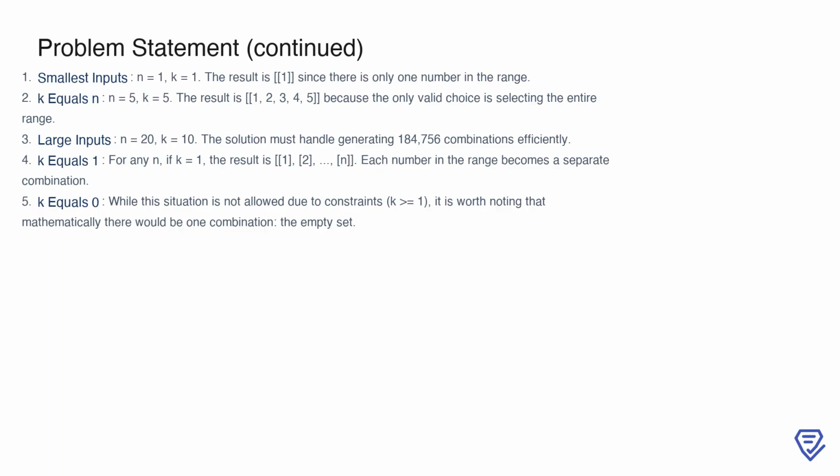For large inputs, such as n equals 20 and k equals 10, the algorithm must generate 184,756 combinations efficiently. If k equals 1, regardless of the value of n, the result will be each number in the range as an individual combination, like [1], [2], up to [n]. Although the problem guarantees that k is at least 1, it's worth noting that mathematically, if k were 0, the result would be the empty set. These edge cases help ensure that all possible scenarios are accounted for in your solution.